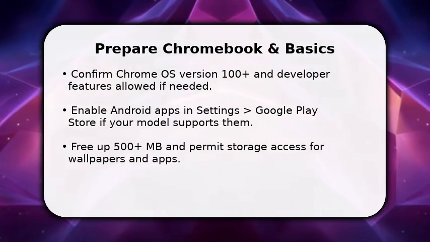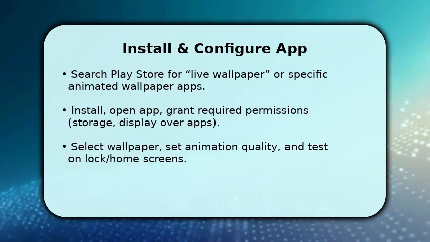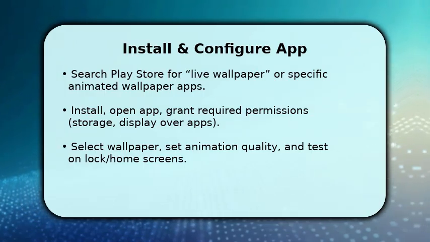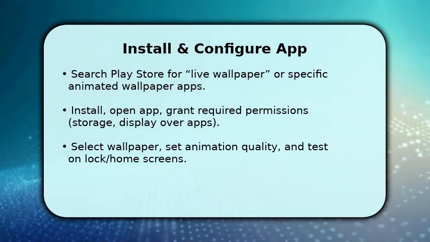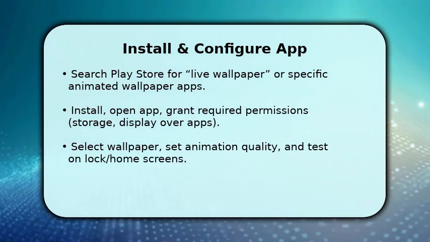You install a reputable live wallpaper app from the Play Store and open it immediately to grant permissions. The app needs storage and possibly display over apps to render properly. Once permissions are set, pick a wallpaper and use the app's quality or performance slider. Lower settings save battery on lower-end Chromebooks.